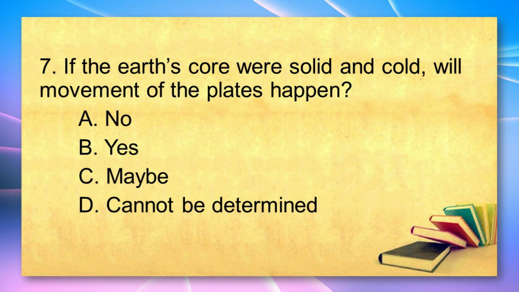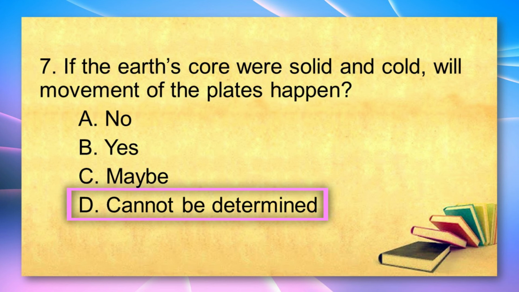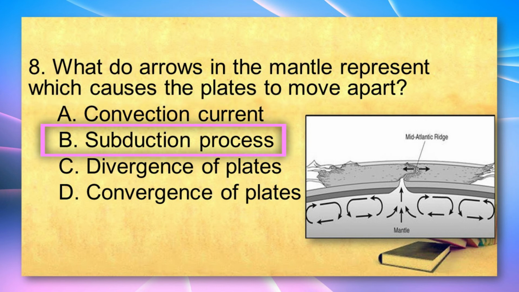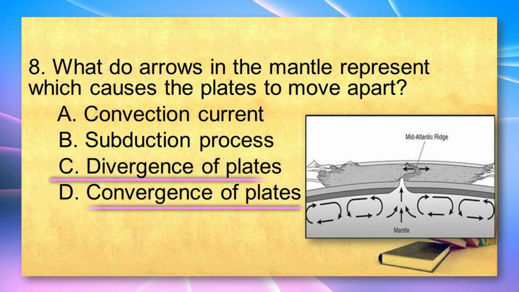7. If the Earth's core were solid and cold, will movement of the plates happen? A. No. B. Yes. C. Maybe. D. Cannot be determined. 8. What do arrows in the mantle represent which causes the plates to move apart? A. Convection current. B. Subduction process. C. Divergence of plates. D. Convergence of plates.